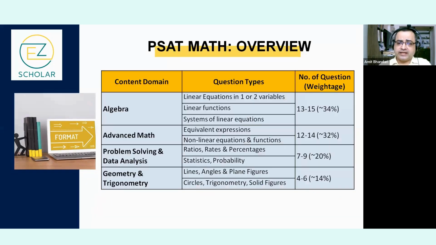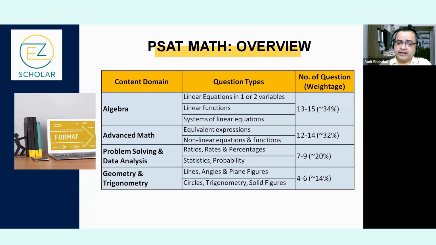So let's look at the math section first. There are 4 broad topics here: algebra, which has topics like linear equations, linear functions, systems of linear equations, and so on. Approximately one third of the test is algebra, and another 1/3 of the test is advanced math, which includes non-linear equations and functions such as parabolas, exponential functions, and equivalent expressions.